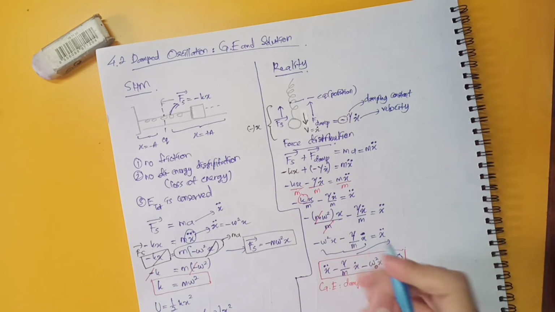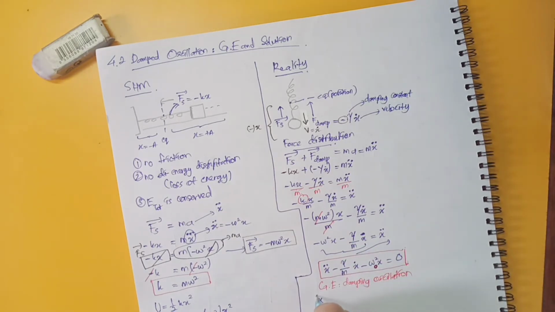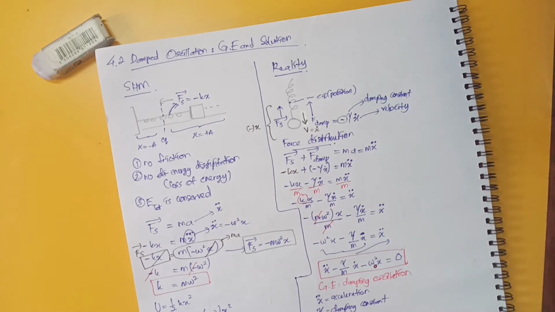From here we see that x double dot is the acceleration, gamma is the damping constant, x single dot is the velocity, omega naught is the natural angular frequency, and last but not least, x is the displacement.